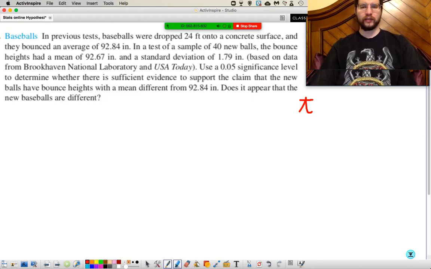Use a 0.05 significance level to determine whether there's sufficient evidence to support the claim that new balls have a bounce height with a mean different from what that says. So again, I like to determine whether I'm using a Z or a T before I start writing everything down over here. If you write a sigma, then you know it's a Z. If you write an S, then you know it's a T. I like to figure it out beforehand so I know what I'm writing.